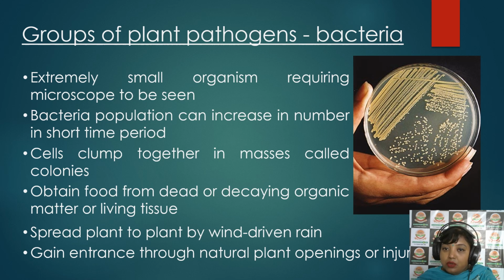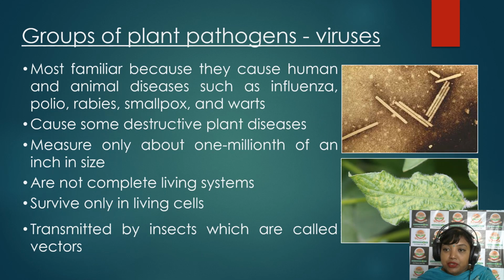Another group of plant pathogens is bacteria. They are extremely small organisms requiring a microscope to be seen. Bacterial populations can increase in number in a very short time. The cells clump together in masses called colonies. They obtain food from dead or decaying organic matter or living tissue. They spread from plant to plant by rain or wind. They don't enter directly; they gain entrance through natural plant openings or through injury.